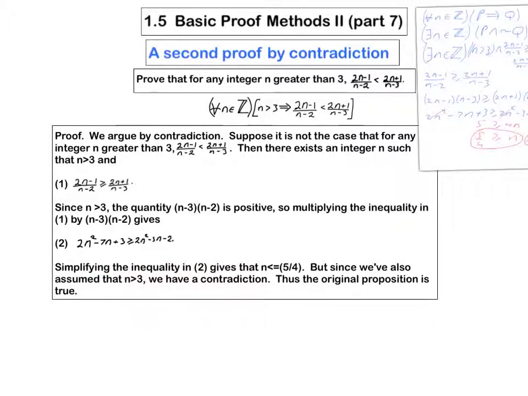Simplifying the inequality in 2 gives that n is less than or equal to 5/4. But since we've also assumed that n is at least 3, remember that was up here, that was our assumption, we have a contradiction. Thus the original proposition is true.